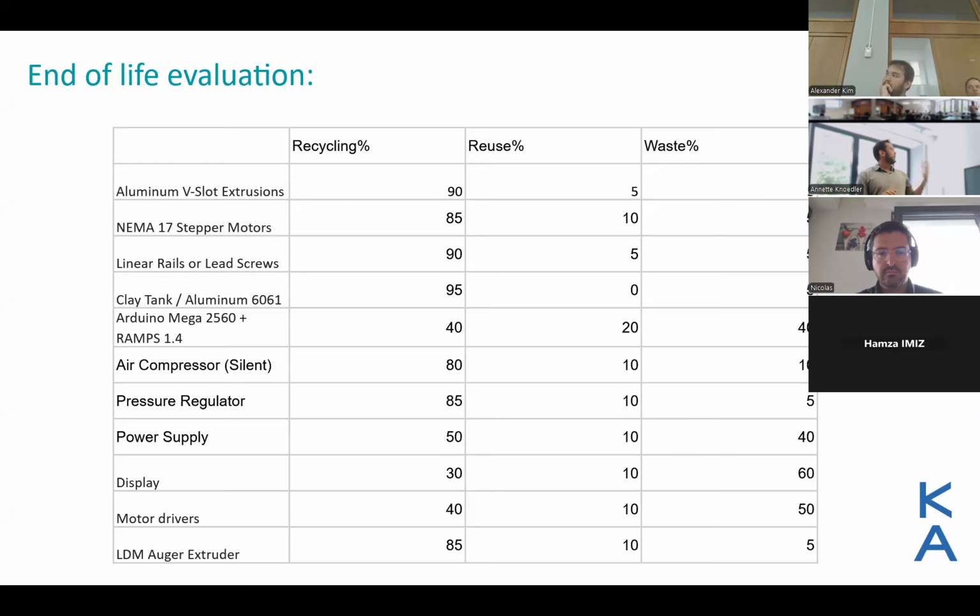Finally, we have the end of life of our 3D printer, which subsystems can be recycled, and what percentage can be recycled, reused, or wasted. In this case, the easiest elements to reuse or recycle are the aluminum profiles and also the steel in the clay tank. The most difficult subsystems to reuse or recycle are the Arduino and electronic parts.